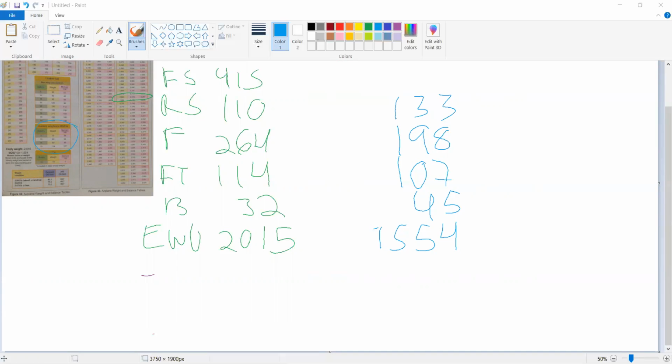So we have 415 for the front seat. Is that an option? No, it's not. So we have to do 415 times 85, which is 35,275. And move the decimal place, and we get 352.7, so we can just round it off to 353.